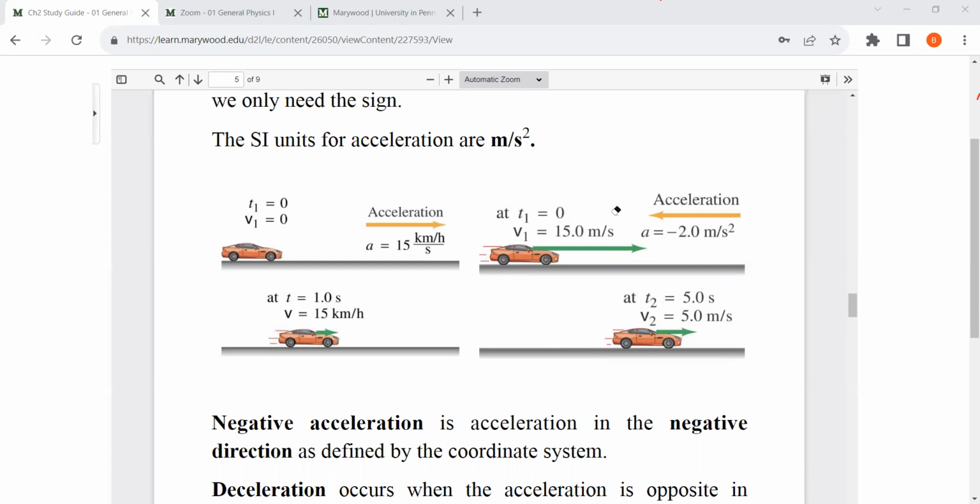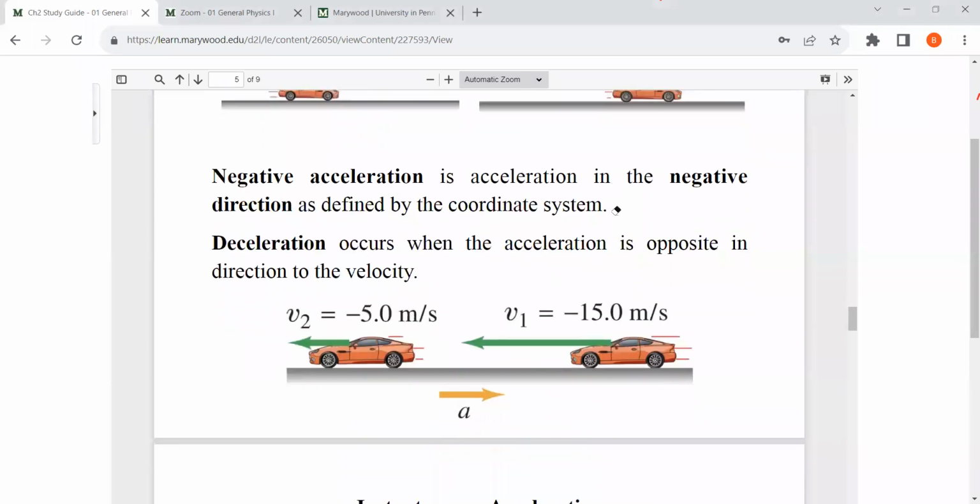Okay, so one more example here. Let's look at this problem. You see that the car is now moving in the negative x direction. So the car's initial velocity is -15, negative because it is moving in the negative x direction. It's slowing down, so after some time its velocity is now -5 meters per second. And let's say to go from here to here, we need 5 seconds.